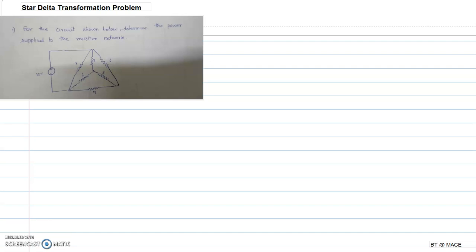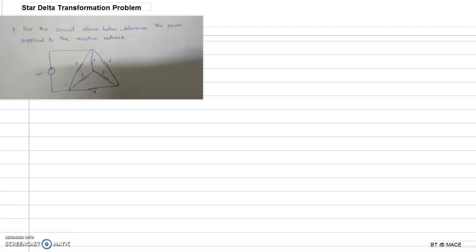Hi all. Now we are going to discuss a problem on star delta transformation. Here a circuit is given and you are asked to find out the power supplied to the resistive network. If I want to calculate the total power, then the power equation is P is equal to V square by R or P is equal to V into I. So in both cases we have to find out the total resistance.